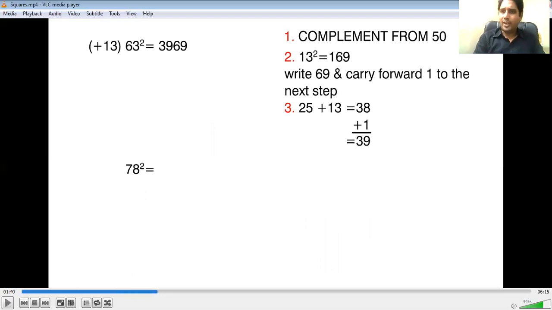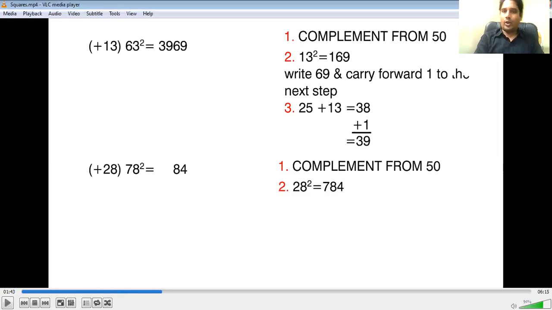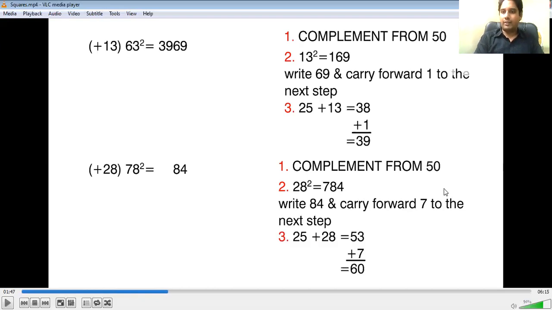Isn't it easy? Now let us find out the square of 78. Step 1, plus 28, which is the complement from 50. Step 2, 28 square, which is 784, but we'll be taking only 84 and 7 will be carried forward. Step 3, 25 plus 28, which is 53, and hence we'll add 7, which was carried forward, to 53, which becomes 60. Our answer would be 6084. Now these were those numbers which were above 50.